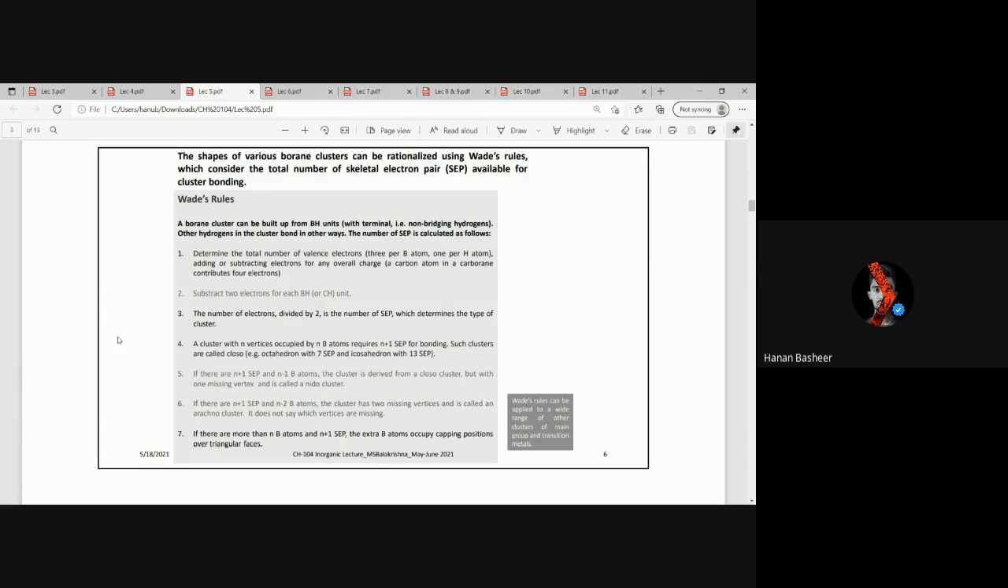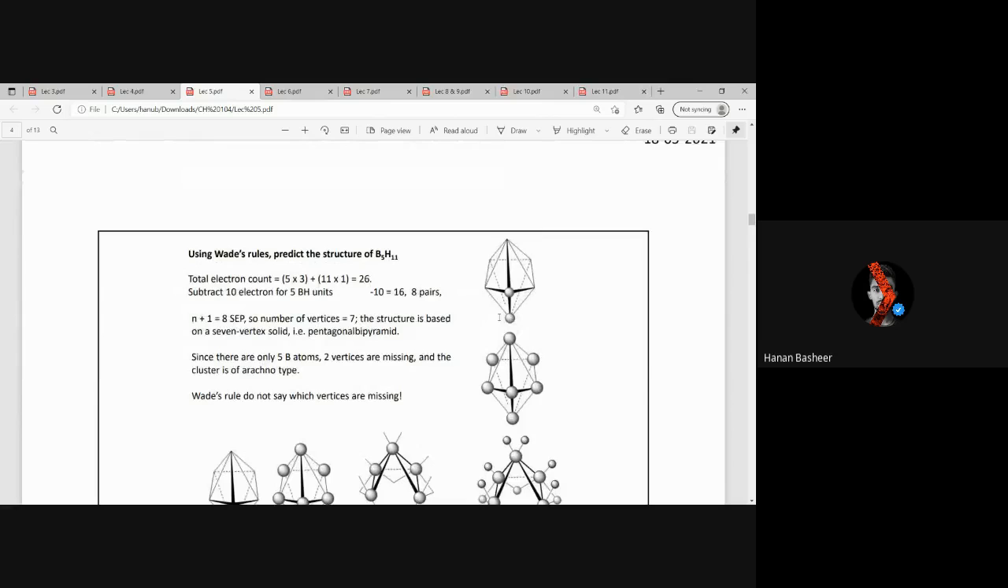If it has such a structure and we get n boron atoms, then this is called closo. An octahedron will have 7 SEP because 6 atoms plus 1 gives 7, and an icosahedron will have 12 plus 1, which is 13. If there is n plus 1 SEP and n minus 1 boron atoms, the cluster is derived from a closo structure with one missing vertex, which is called a nido cluster. If there is n plus 1 SEP and n minus 2 boron atoms, then it is an arachno cluster. Similarly, when there are more than n boron atoms and n plus 1 SEP, the extra boron atoms occupy capping positions over triangular faces. So let's apply this.